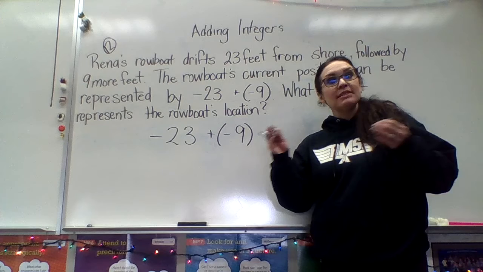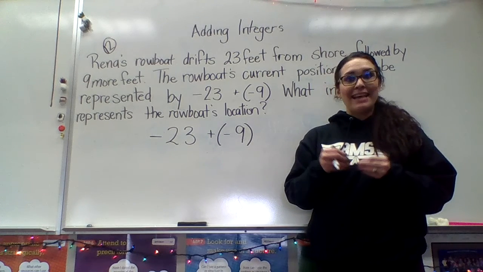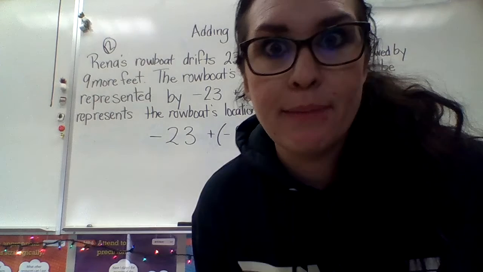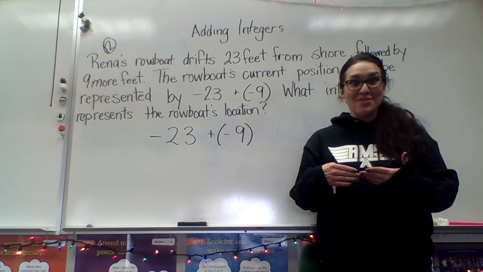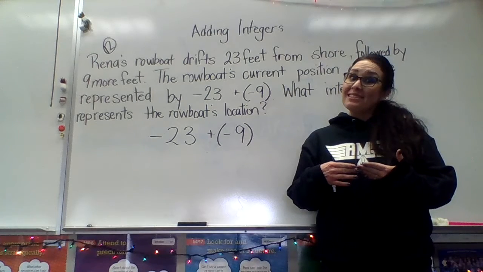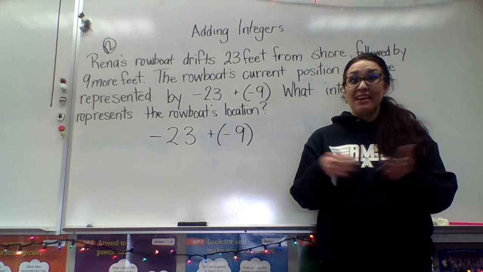Now, what was the process for adding two integers that have the same sign? Add the absolute value and then give them the sign. That's right. I'm just going to add the absolute value of both of those terms. And then since I'm adding two negative numbers, the answer is also going to be a negative number.